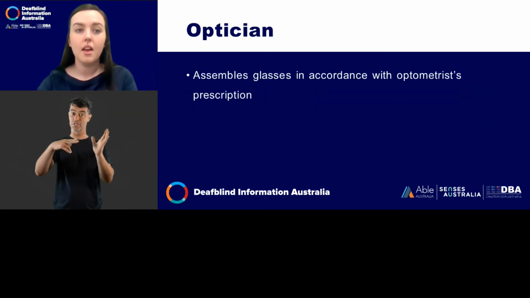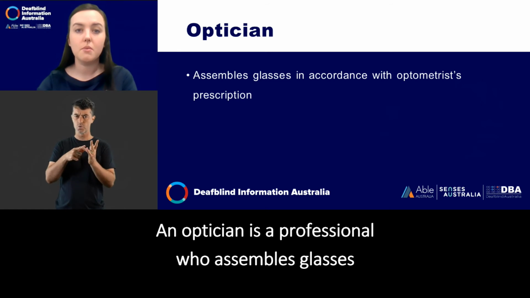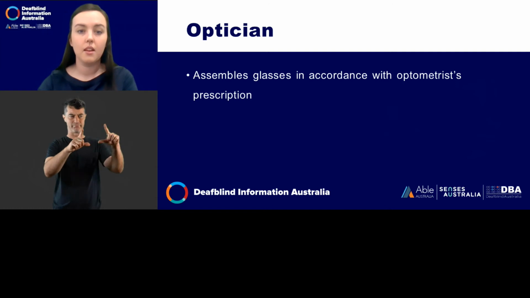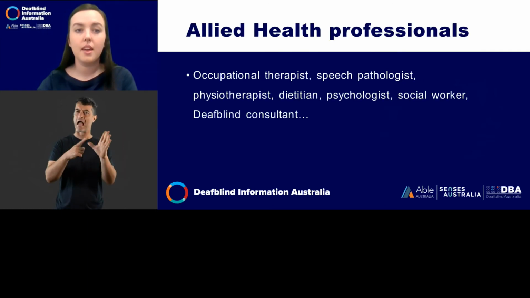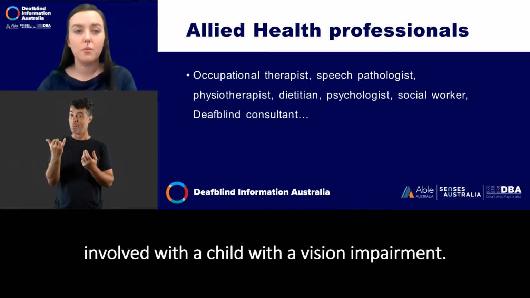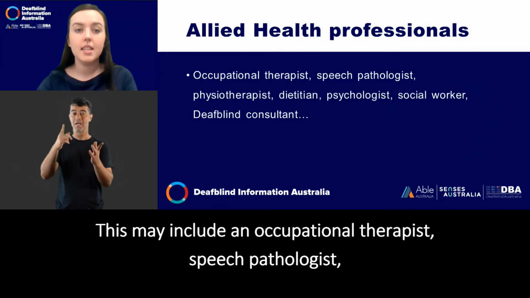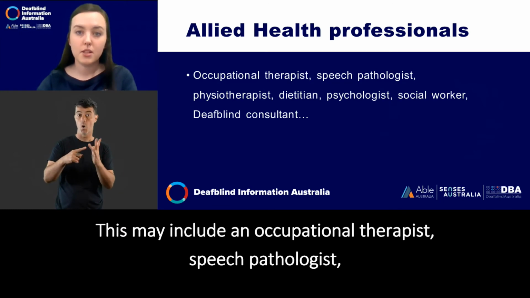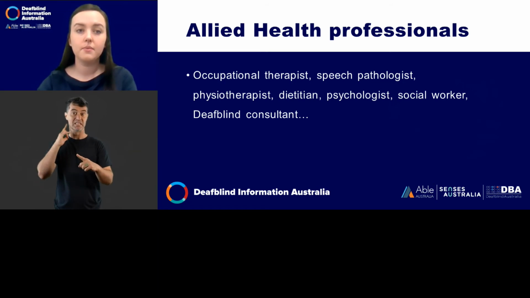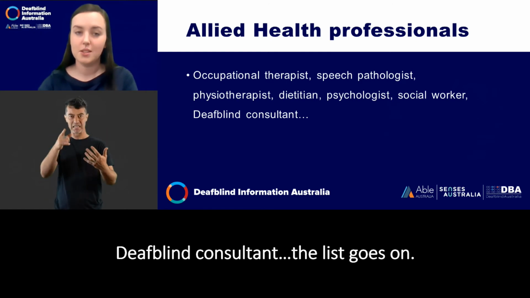Optician. An optician is a professional who assembles glasses in accordance with the optometrist's prescription. Allied health professionals. There may be a wide range of allied health professionals involved with a child with a vision impairment. This may include an occupational therapist, speech pathologist, physiotherapist, dietitian, psychologist, social worker, deafblind consultant, the list goes on.